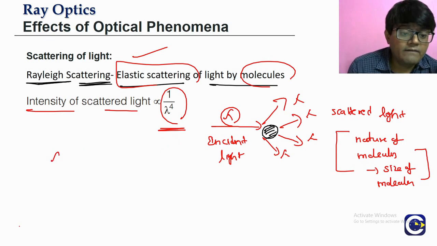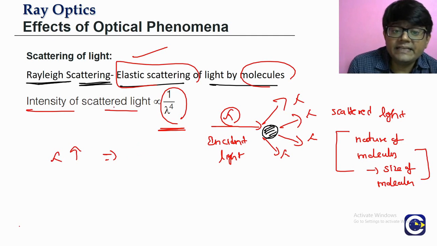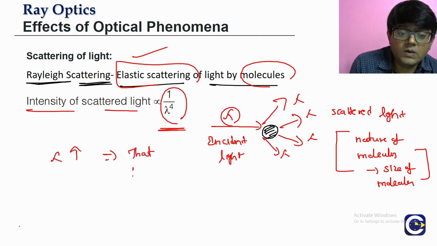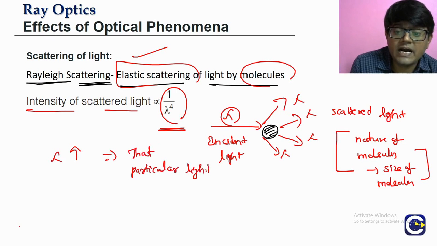That means when the lambda is higher, the intensity of the scattered light will be less. So whichever light has a higher value of lambda gets least scattered.